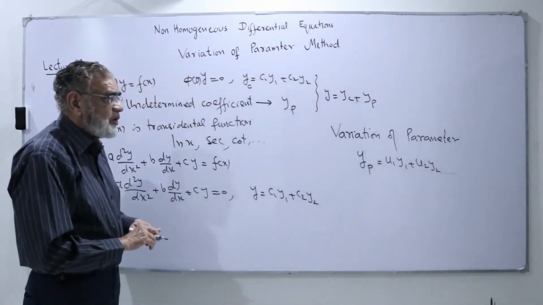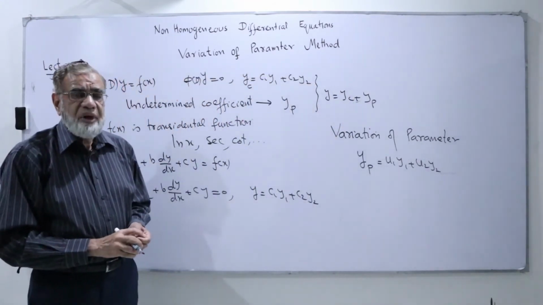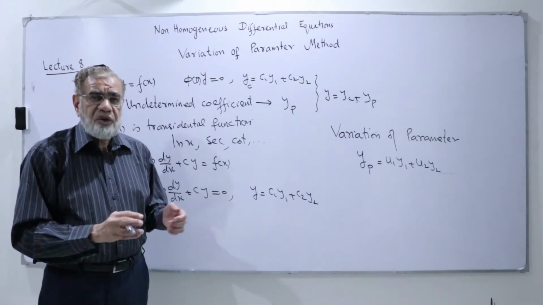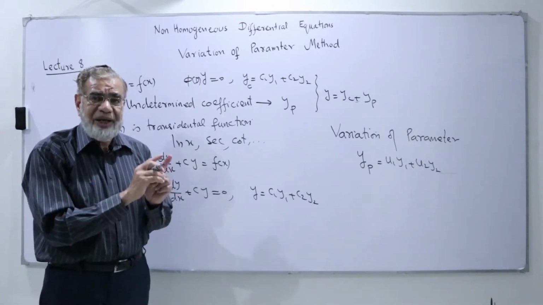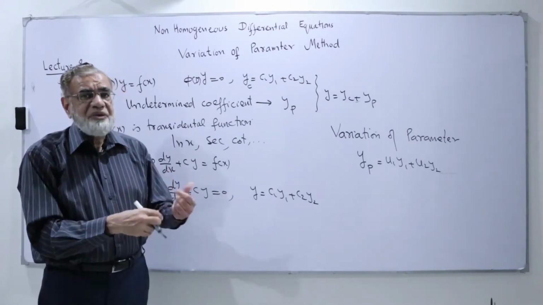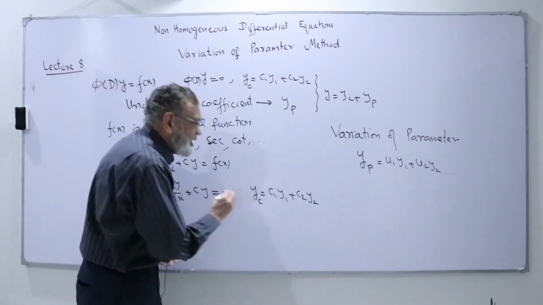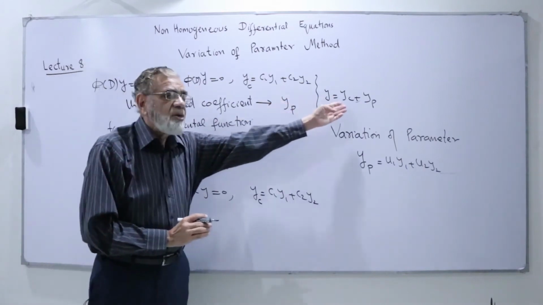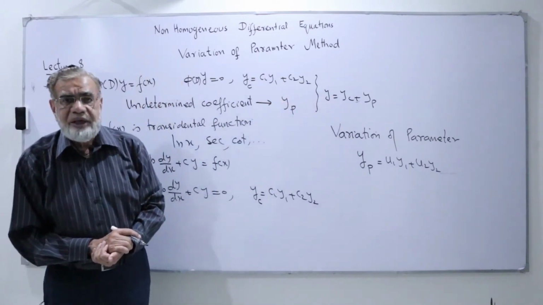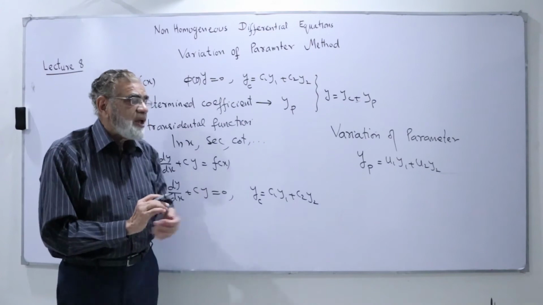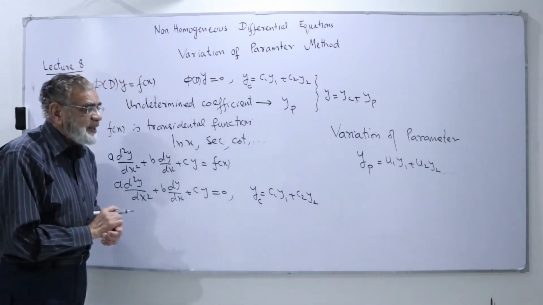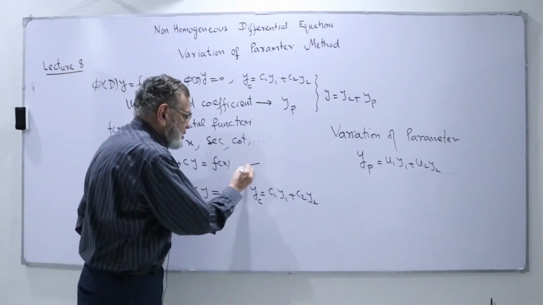Here we have introduced two functions, u1 a function of x, and u2 also a function of x. We want to find these two functions so that we can have the general solution. This is my homogeneous part, yc. Then the general solution is y equal to yc plus yp. So this is how we find it. Now obviously yp is a solution of this equation.